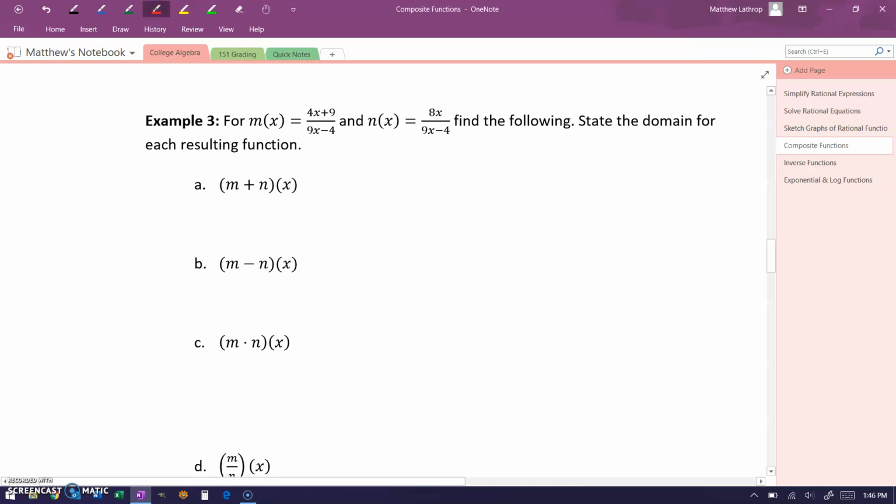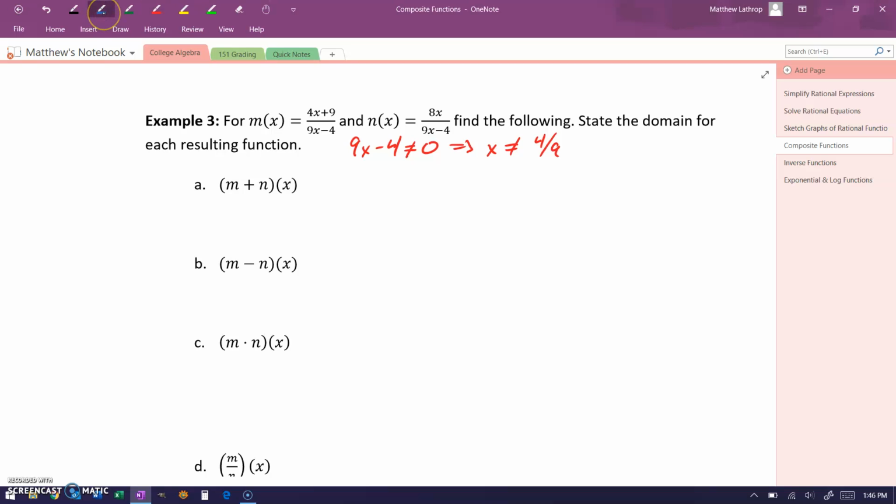In example 3, we begin with two rational functions, each of which has the same common denominator, but that means we need to start off by identifying restricted values in those two functions. In this case, we can't have 9x minus 4 equal to 0, telling us that regardless of what our final expressions are, x cannot be equal to 4/9.